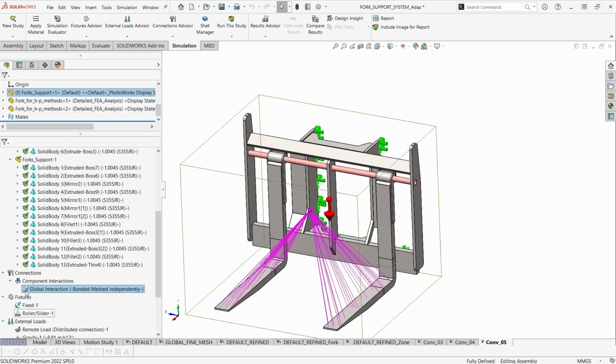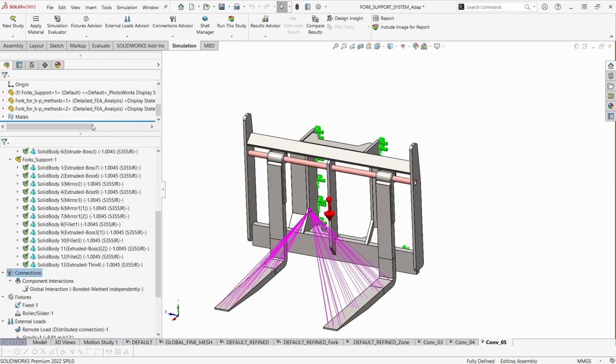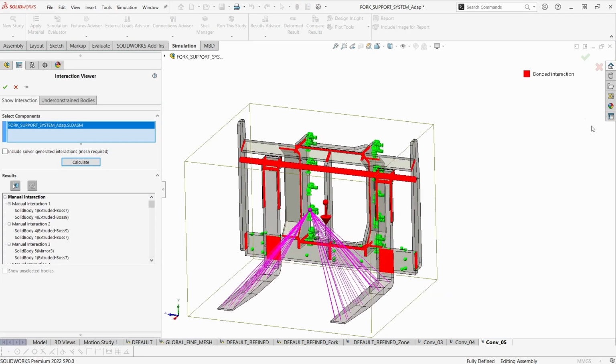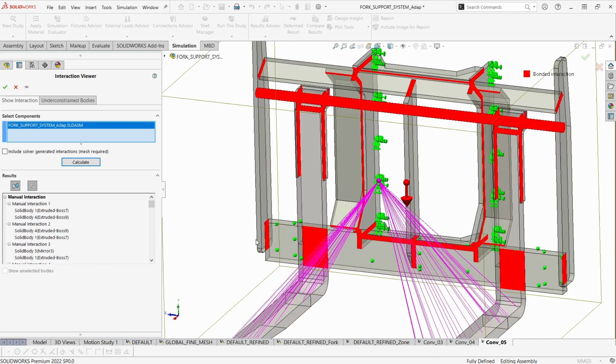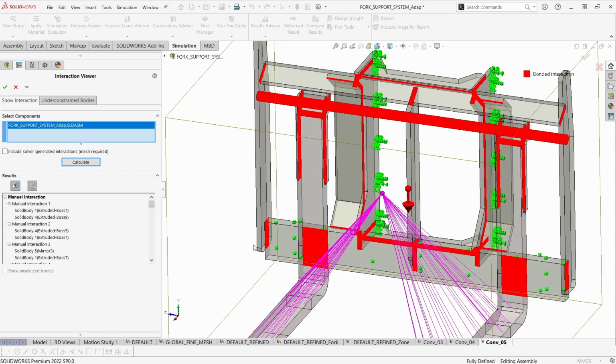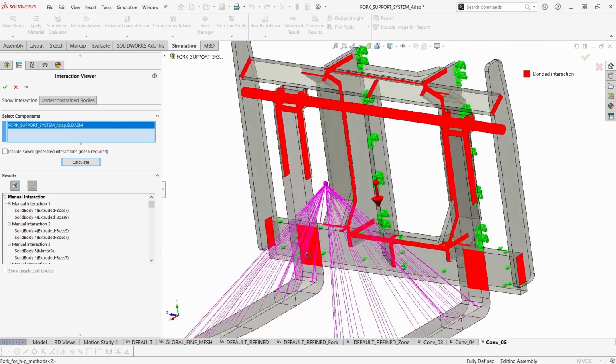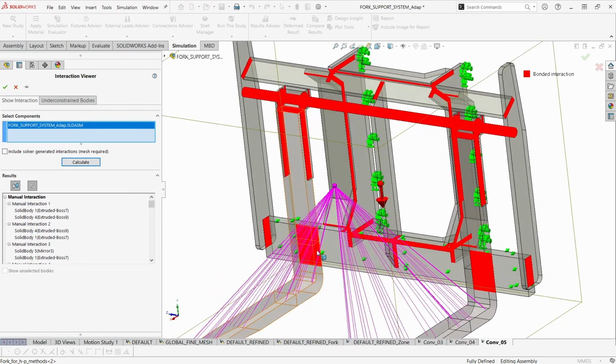Now I go to interactions, right click and select interaction viewer. I press on calculate and here we have them. All of them type bonded. For example, this one between the bottom crossbeam and the lateral plates can be correct since these components are welded. But this one, the interaction between the fork and the structure, should be in contact as we saw before, right?